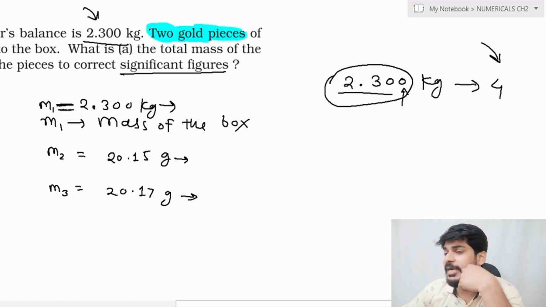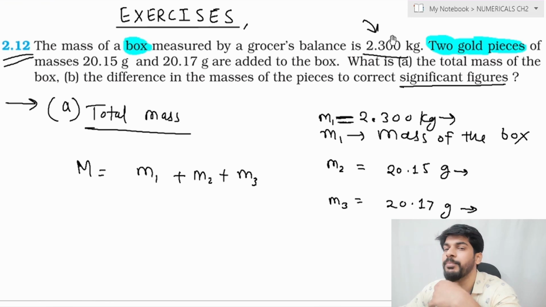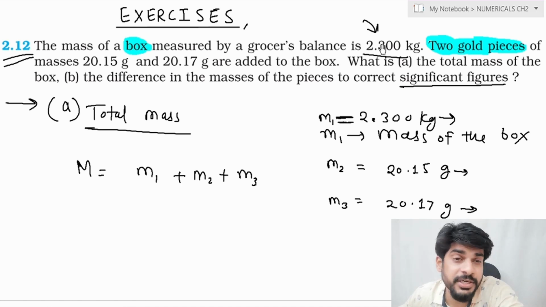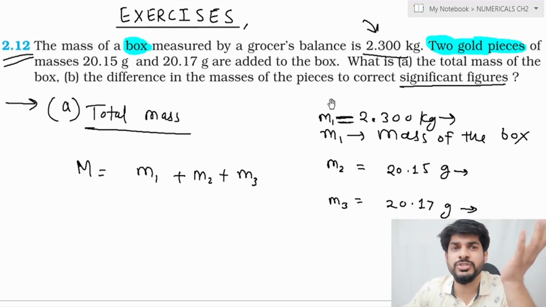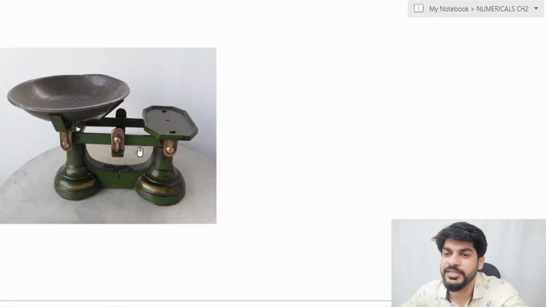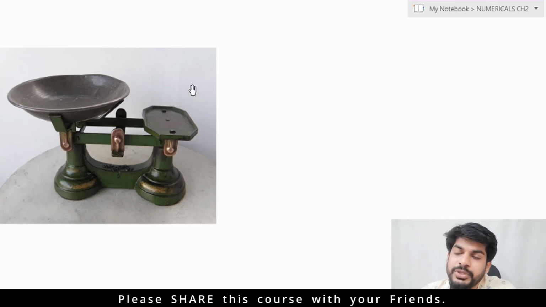Now the question is, is that correct? The answer is no, this is not correct, because there is something wrong with this number and its representation. Here it is written as grocer's balance. So this mass has been measured by a grocer's balance. What is a grocer's balance? And how precise is that instrument? This is what a grocer's balance looks like. You have seen this in all the stores, wherever you go in the grocery shops.